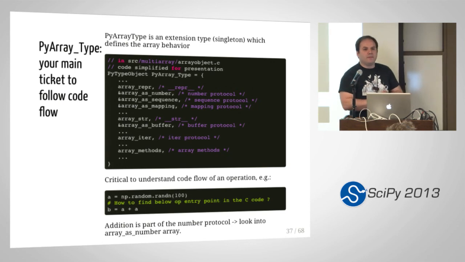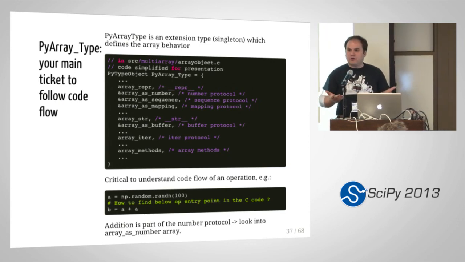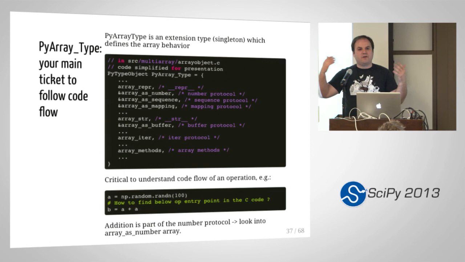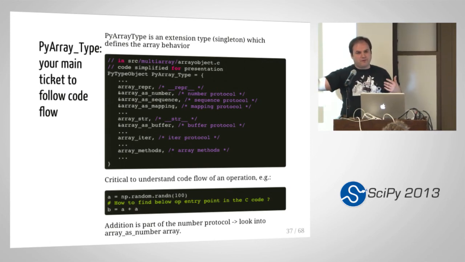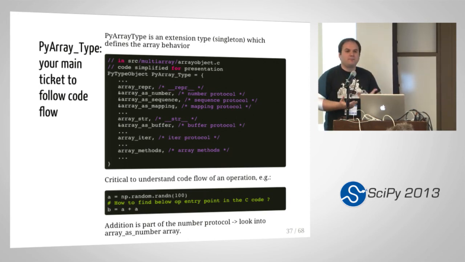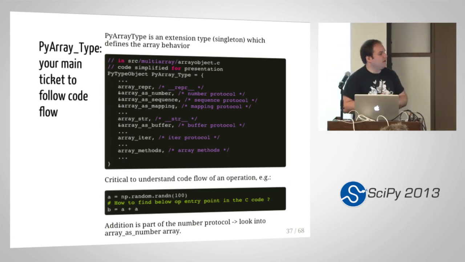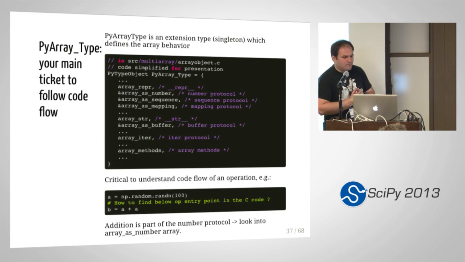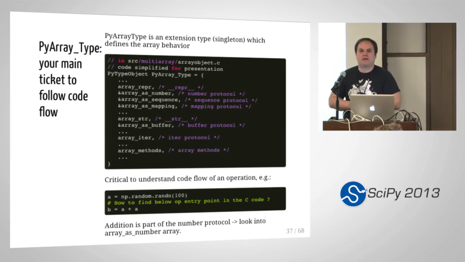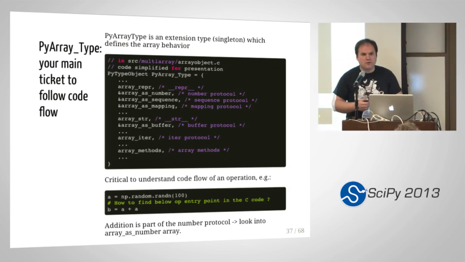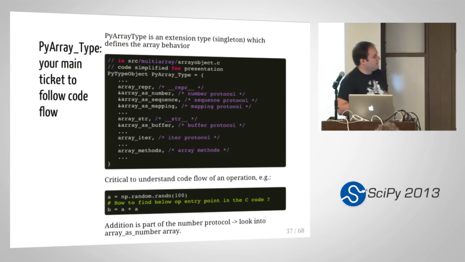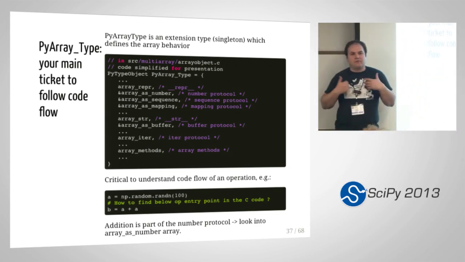And then for all the other protocols, it's the same. When you do indexing, that's the sequence protocol. Again, that's well defined in Python. They will tell you all the slicing syntax and how it translates to magic functions in Python. And those magic functions are implemented in C for NumPy arrays, in the array as sequence. You have the mapping protocol for dictionary-like behavior, the same with array as mapping. The iterator protocol, same, array_iter. And then all the normal methods, let's say sum, when you call numpy.sum on an array, that's actually one method in NumPy, and they're defined in here. So that's a method of the class NumPy array.